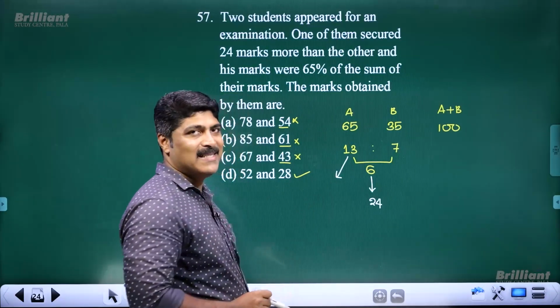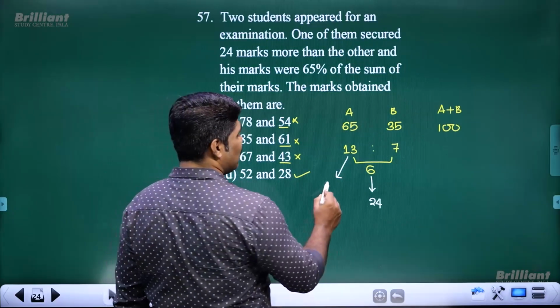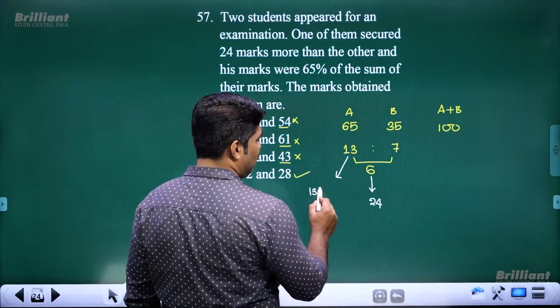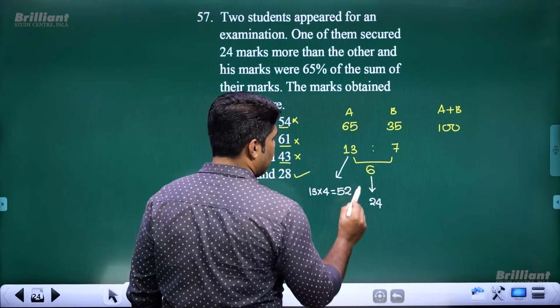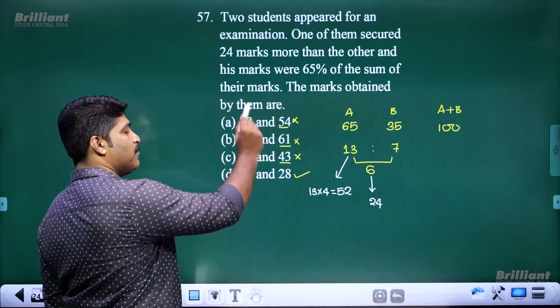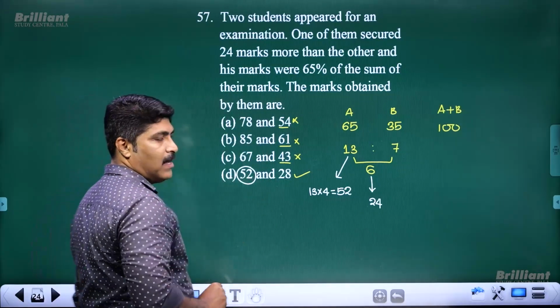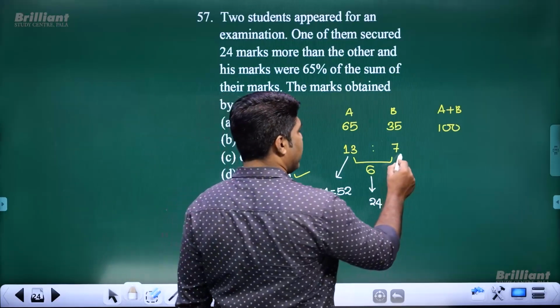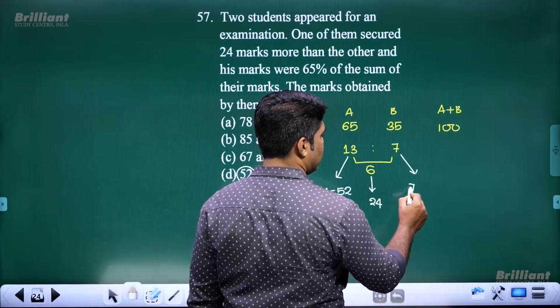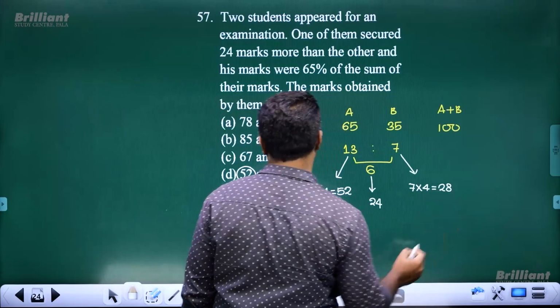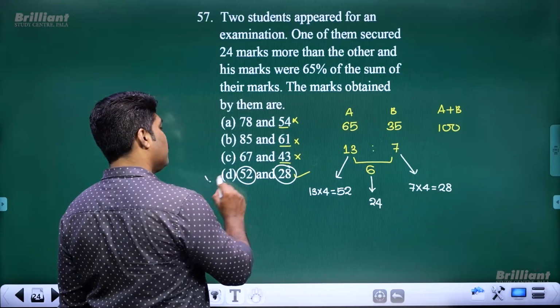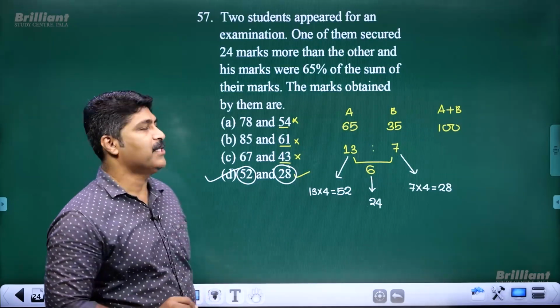What is 13 into 4? So that's equal to 13 into 4, which is equal to 52. So look at the options here. Which is 52 here, 52 here. Here, if we are considering this one, this is 7 into 4. So that is 28. These are the two values. Therefore, the answer is option D.